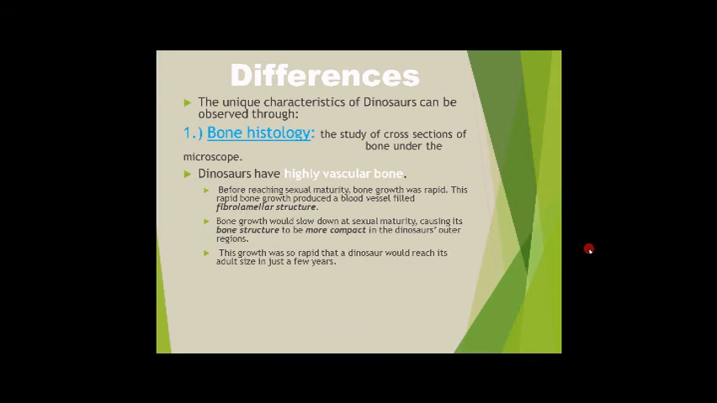Bone growth would slow down at sexual maturity, causing its bone structure to be more compact in the dinosaur's outer regions. This growth was so rapid that the dinosaur would reach its adult size in just a few years.